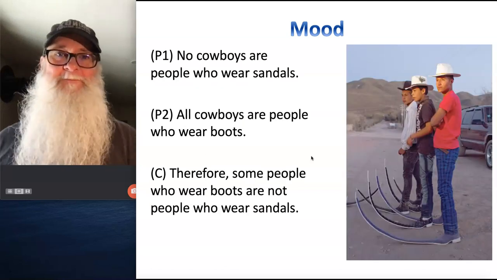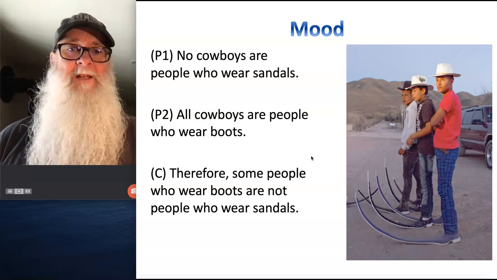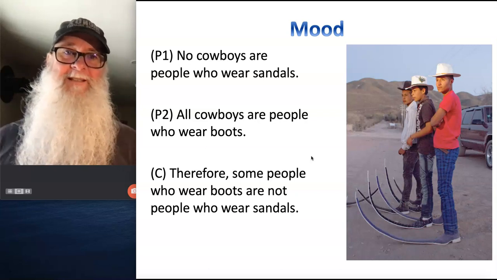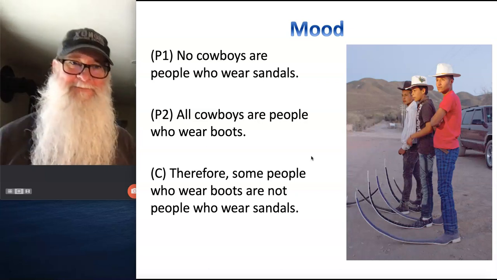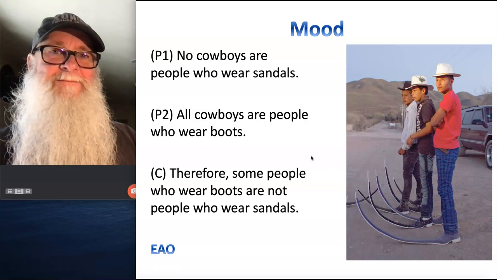Okay, so let's do one more. No cowboys are people who wear sandals. All cowboys are people who wear boots. Therefore, some people who wear boots are not people who wear sandals. All right, what's the mood? Did you say E-A-O? Yeah.